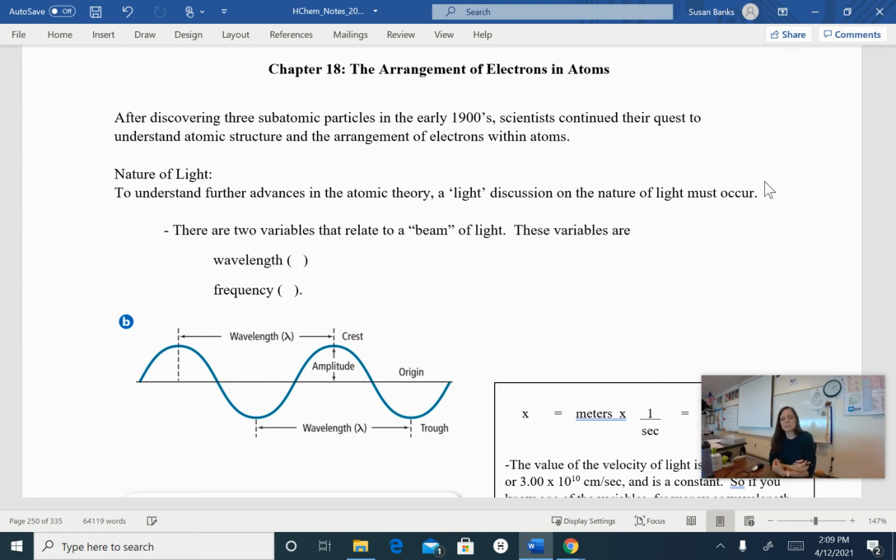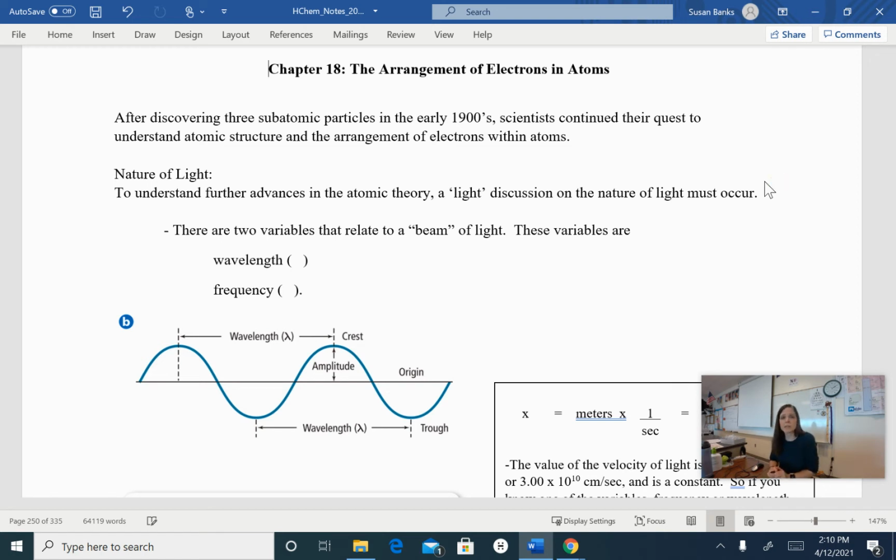So after discovering 3 subatomic particles in the early 1900s, scientists continued their quest to understand the atomic structure and the arrangement of the electrons in the atoms. In order to do this next thing, we have to understand a little bit of physics. We have to understand some light and how light works. So to understand further advances in this atomic theory, we need to have a light, quote unquote, discussion of the nature of light. Okay, little pun there.